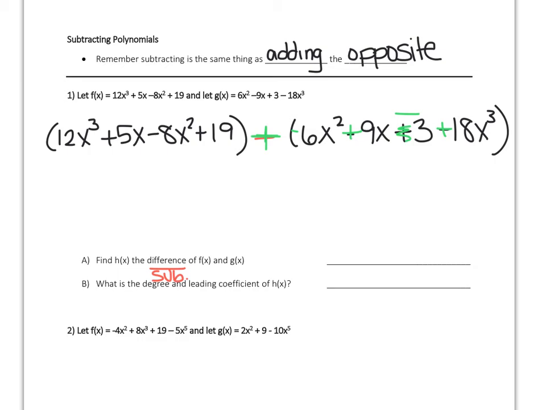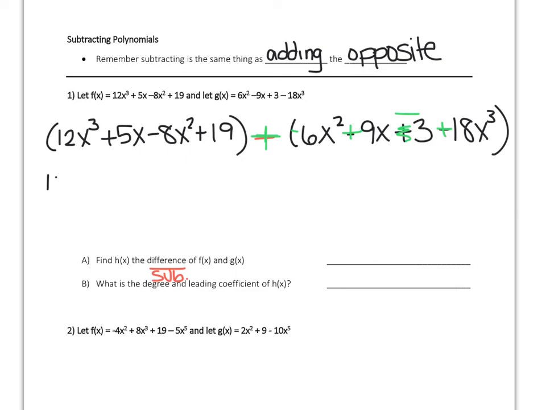So I'm going to keep everything in the first parenthesis, so I'm going to bring that down. 12x to the third plus 5x minus 8x squared plus 19. Bring down this plus sign, and then I have a negative 6x squared, a positive 9x, a negative 3, and a positive 18x to the third. So same thing as before, we're going to start with the highest exponent, and it looks like the highest exponent is x to the third. So I have 12x to the third plus 18x to the third. And if you add those together, you'll get 30x to the third.